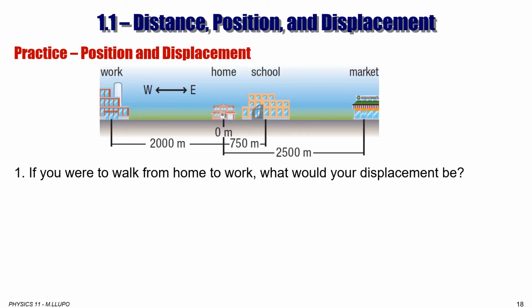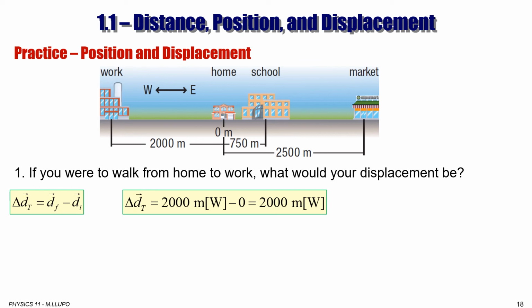Here's another example. You can pause the video and try it yourself. If you were to walk from home to work, what would be your displacement? The work position is 2,000 meters west, and your home is the reference point, 0 meters. So we can do the same thing as we did before. Change in position is final minus initial. So 2,000 is the final, where you ended up. West minus 0 is 2,000 meters west.